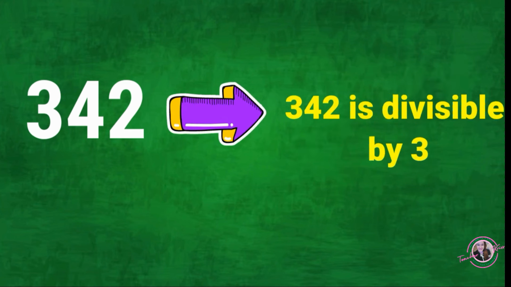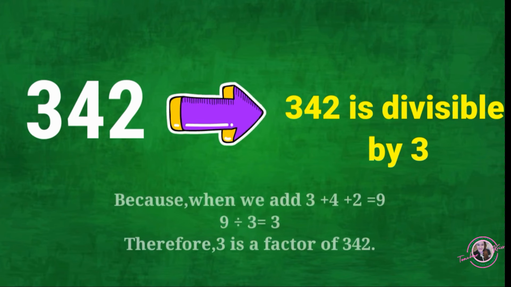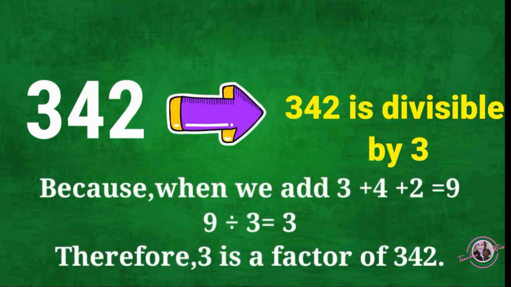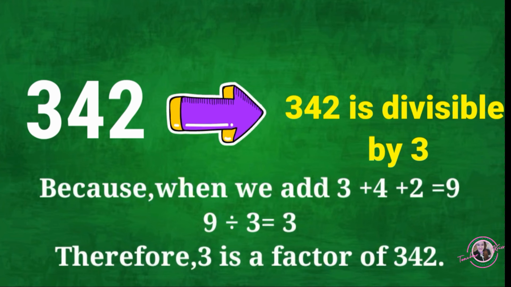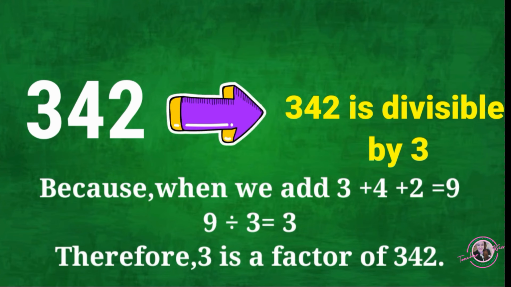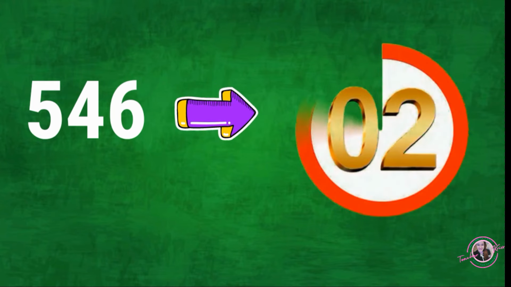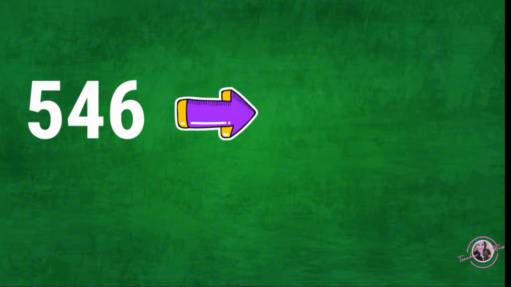Correct! 342 is divisible by 3 because when we add 3 plus 4 plus 2, we got the answer 9. Then 9 divided by 3, we got the answer 3. Therefore, 3 is a factor of 342. Is 546 divisible by 3? So what is the correct answer?